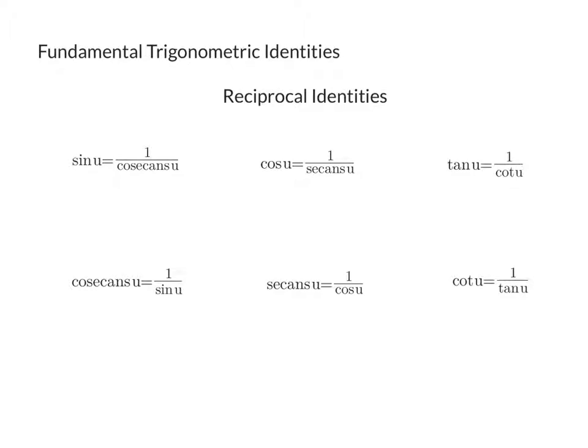So we already know our reciprocal identities. Sine of u is 1 over cosecant of u. Cosine of u is 1 over secant of u. Tangent of u is 1 over cotangent of u. Cosecant u is 1 over sine u. Secant u is 1 over cosine u. And cotangent u is 1 over tangent u.